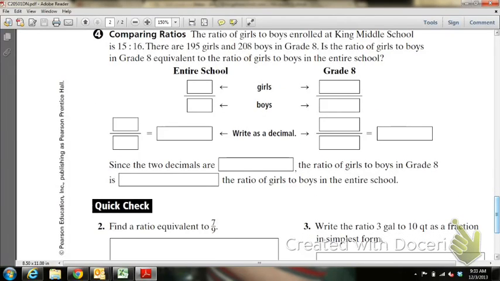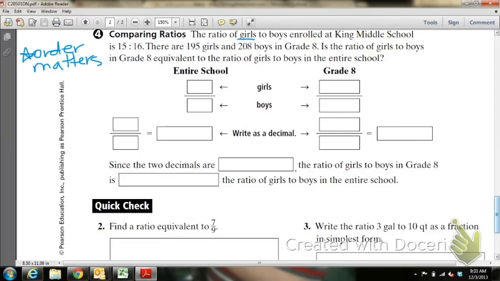Okay, now we're going to talk about girls and boys, and this happens a lot. The ratio of girls to boys enrolled at King Middle School is 15:16. There are 195 girls and 208 boys in grade 8. Is the ratio of girls to boys in grade 8 equivalent to the ratio of girls to boys in the entire school? Now, here's where order matters. Well, it always matters, but this is where it really comes into play.